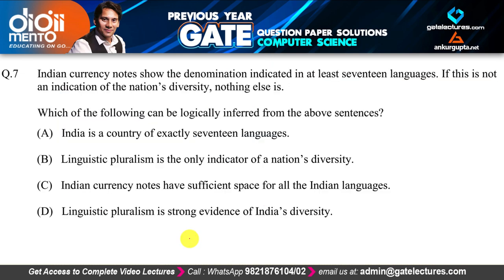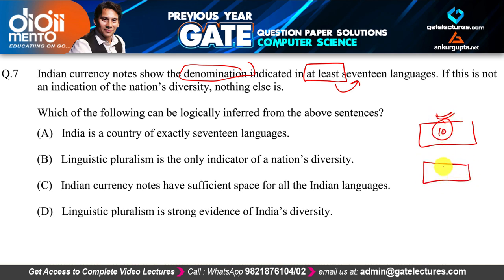Next, question number 7. Indian currency notes show the denomination indicated in at least 17 languages. What is the denomination? Denomination means the amount. For example, if you have a rupee note, the amount is written as 10, so 10 is the denomination. In the same way, if we have a note with the amount 50, that is a denomination. So they are saying the denomination is written in at least 17 languages.